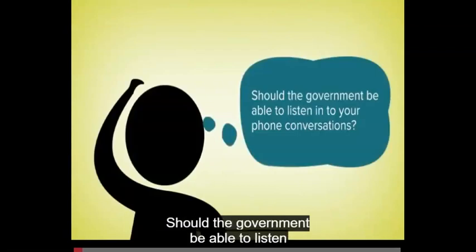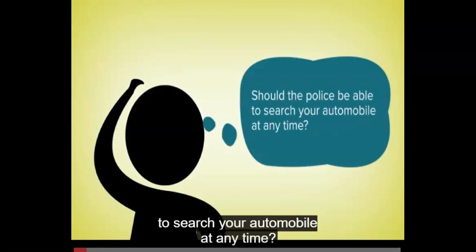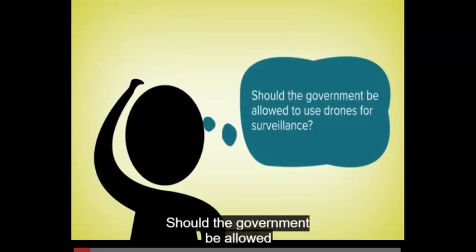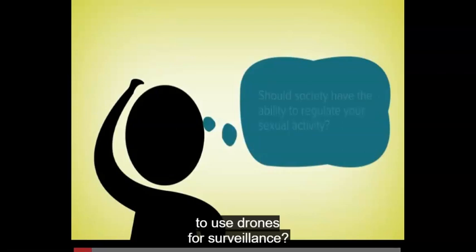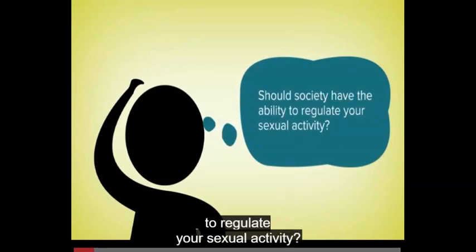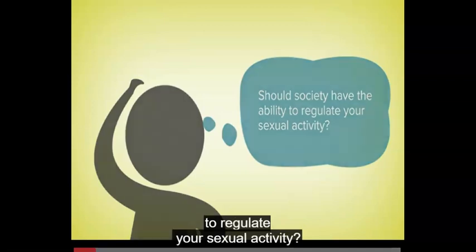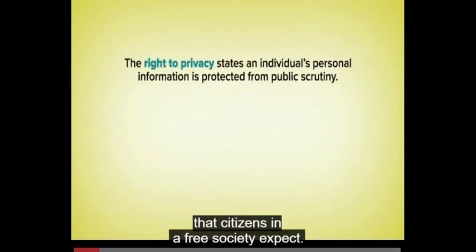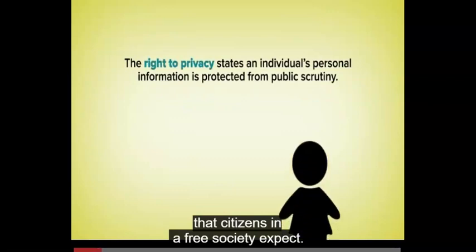Should the government be able to listen in to your phone conversations? Should the police be able to search your automobile at any time? Should the government be allowed to use drones for surveillance? Should society have the ability to regulate your sexual activity? Each of these is related to the right of privacy that citizens in a free society expect.